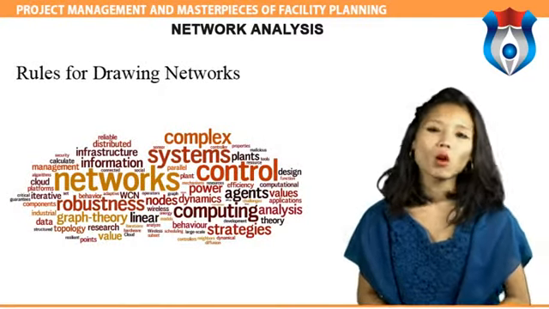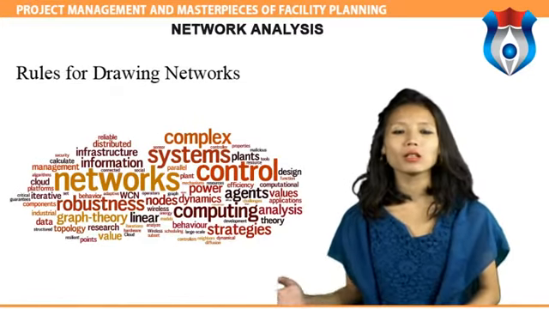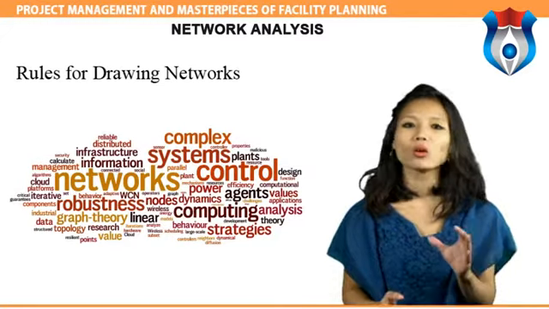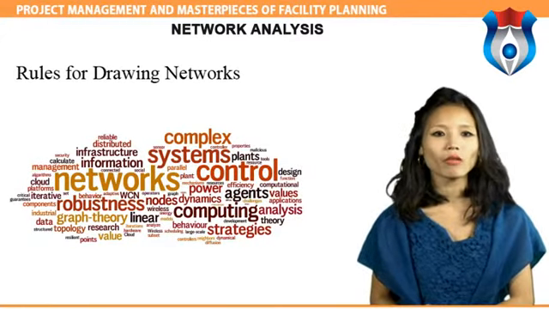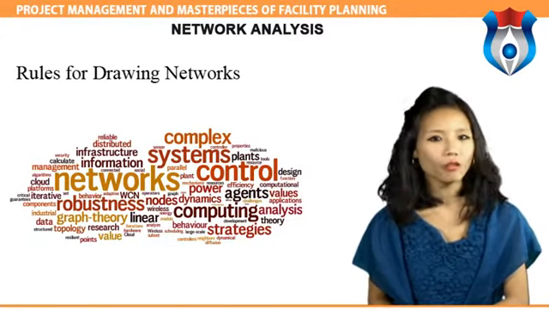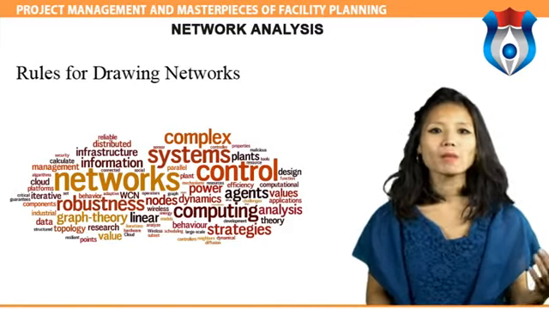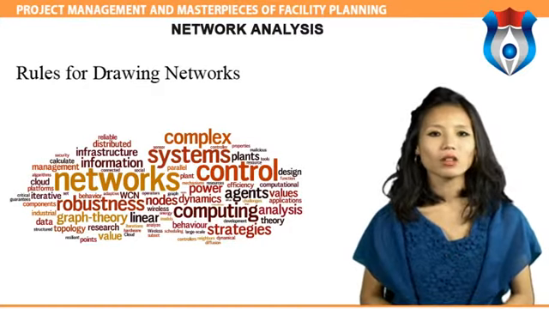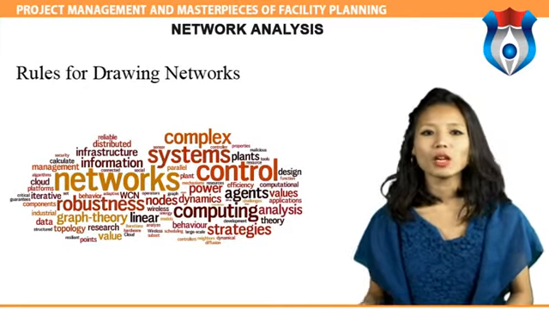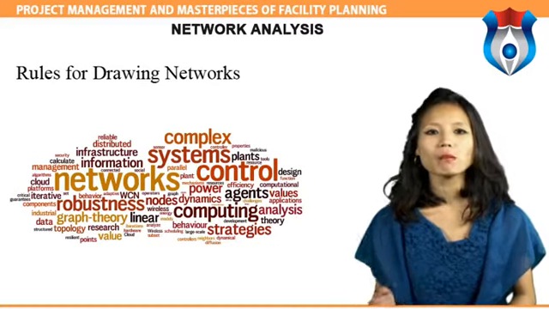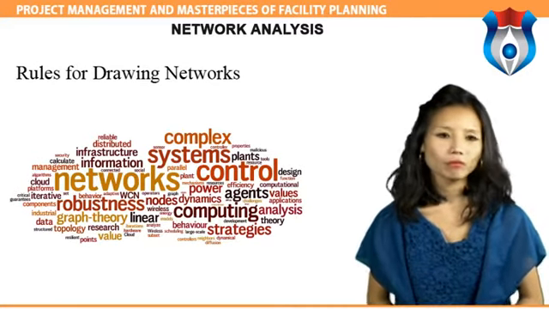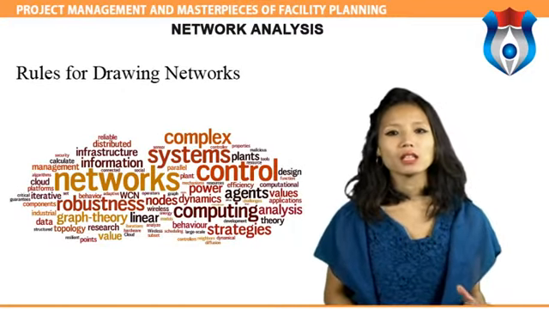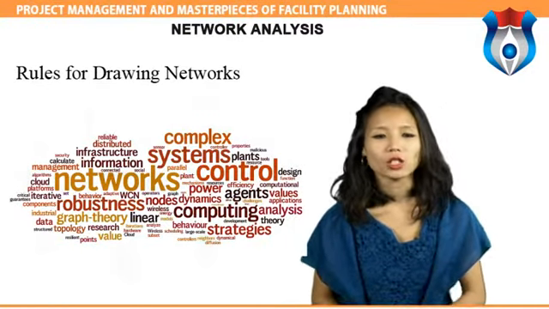Rules for drawing network. The following rules are all logically based and should be thoroughly learned before attempting to draw networks. A complete network should have only one point of entry, a start event, and only one point of exit, a finish event. Every activity must have one preceding or tail event and one succeeding or head event. Note that many activities may use the same tail event and many may use the head event.